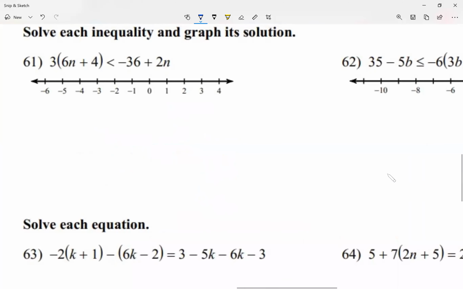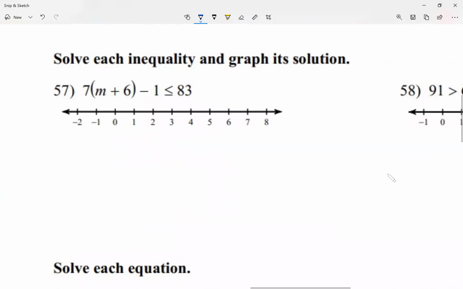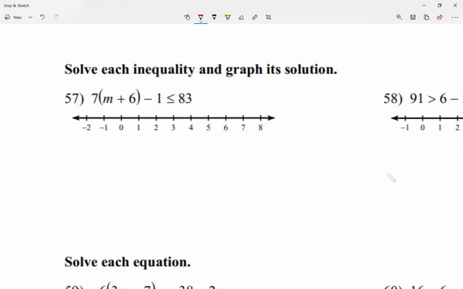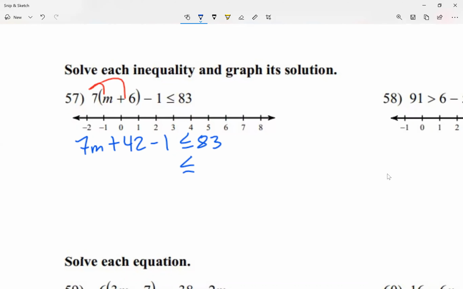We're looking at an inequality now. First thing I have to do is get rid of parentheses. So I'm going to multiply this 7 to the inside. So it's going to give me 7m plus 42 minus 1 is less than or equal to 83. There's my inequality sign. On the left side, when it comes to letters, I just have 7m. When it comes to numbers, I see 42 minus 1. So that's 41. Less than or equal to 83.